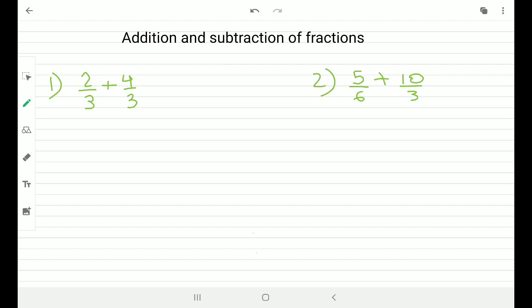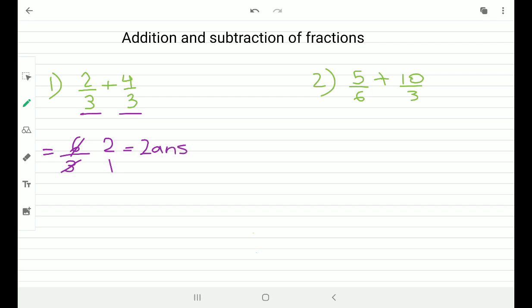My first example is 2 over 3 plus 4 over 3. Here I can see that both the denominators are same, so I can simply add the numerators. So 2 plus 4 is 6, 6 over 3. And 3 times 1 is 3 and 3 times 2 is 6. So my answer is 2.